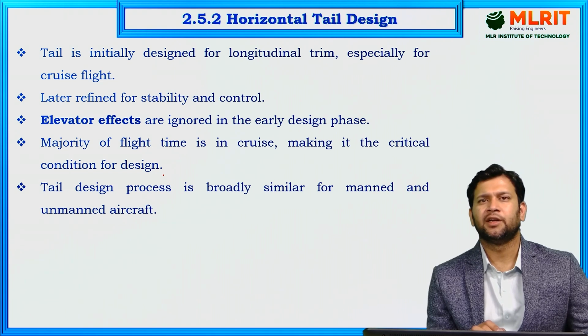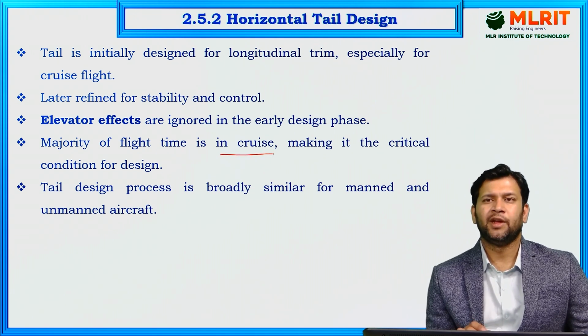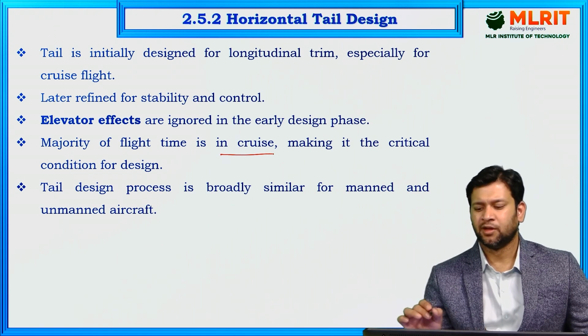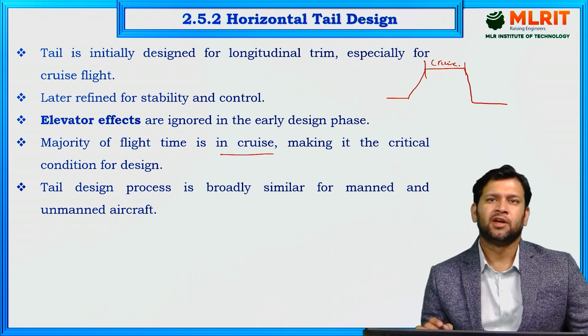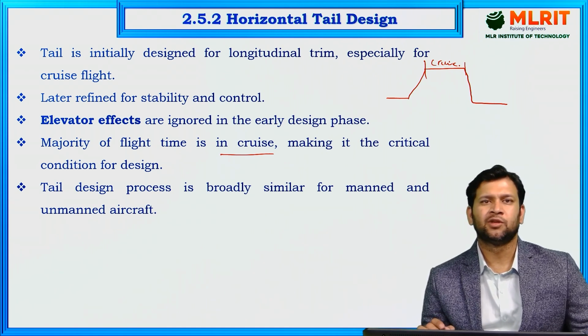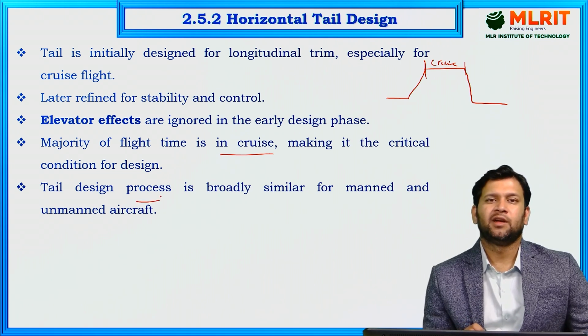Tail is initially designed for longitudinal trim, especially for cruise flight. Later refined for stability and control. Elevator effects are ignored in the early design phase, and the majority of flight time is in cruise, making it the crucial condition for the design. As a designer, you will be only focused on cruise because this is 90% of the aircraft range. So you will be focusing only on the cruise. Tail design process is broadly similar for manned and unmanned aircraft.